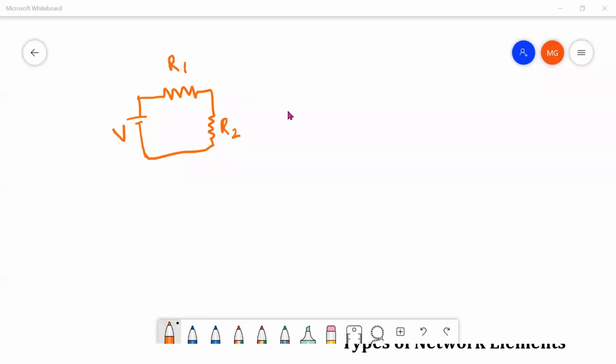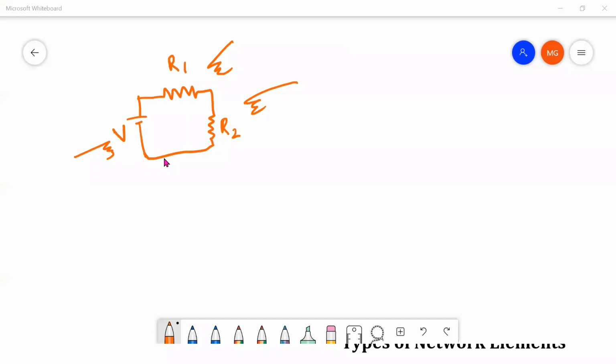All right. So what is an active element here? It delivers power to the other elements in the network or in the circuit. So the voltage source delivers the power, and that delivered power is absorbed by these two resistors. So that is the active element in this circuit. To repeat, in this network, in this circuit, the voltage source delivers the power, and that delivered power is absorbed by resistors R1 and R2.